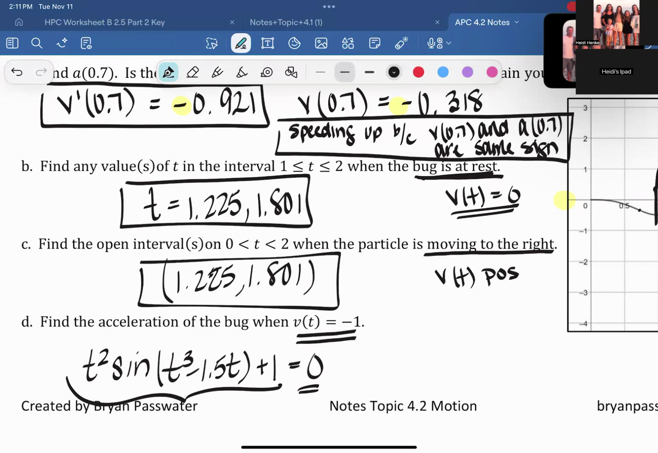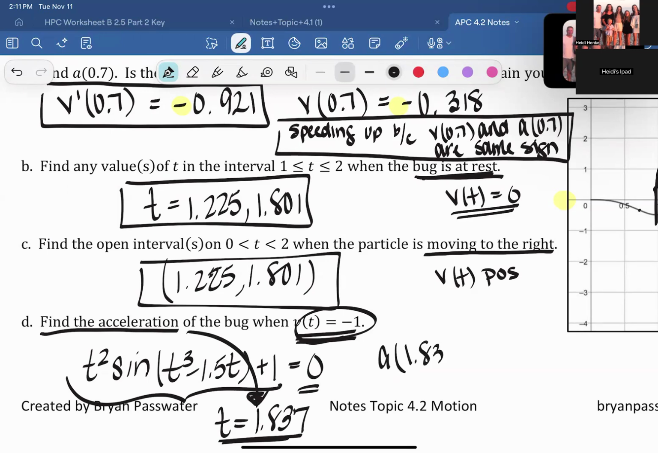Simple as that. And when you do, you're going to get that the only one that lies in this interval is 1.837. Again, if you want to do that on your own, pause me, come back, make sure you get that. So this is when the velocity will equal -1. Now I'm looking to find the acceleration at that time. So I need to know the acceleration at 1.837.